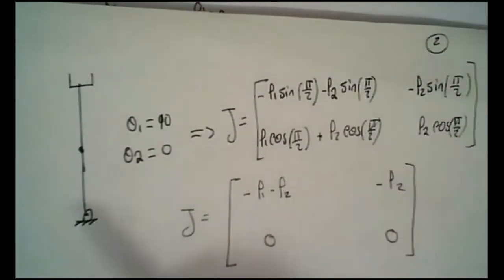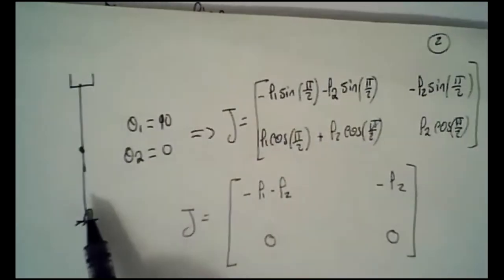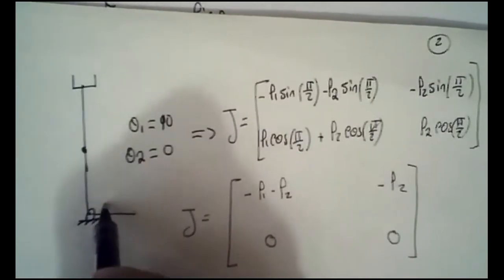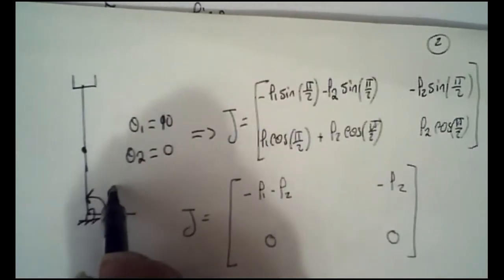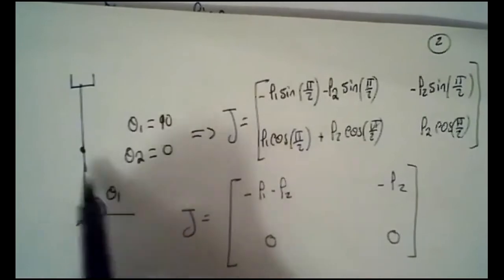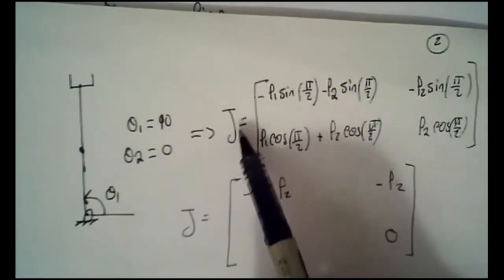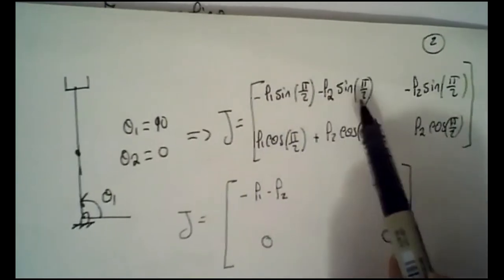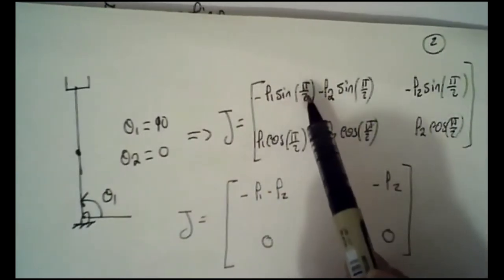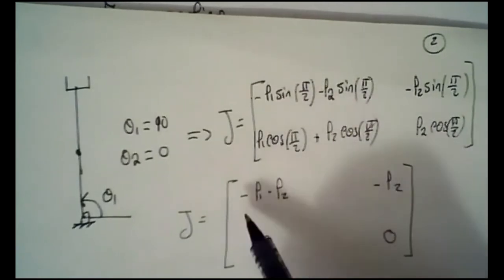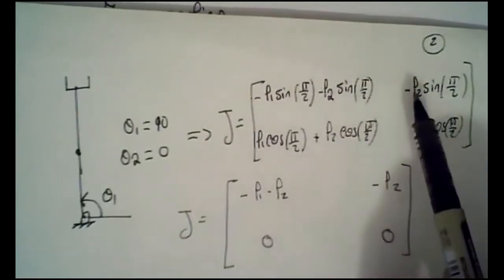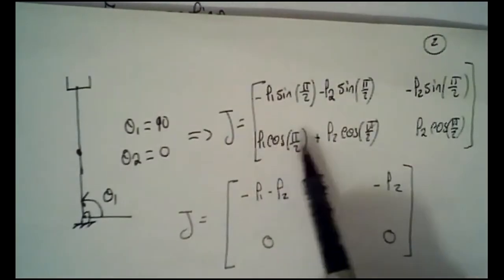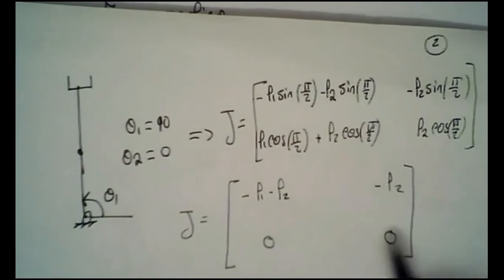Okay. Now let's look into another situation where we could have a singularity. Let's consider a situation where the robot is in a vertical position, where theta 1 is equal to 90 degrees. And this is my theta 1 right here. And my theta 2 is 0. If you recalculate the Jacobian, we know it's going to be minus L1 sine pi over 2 minus L2 sine pi over 2. So we know sine of pi over 2 is 1. So this guy will be minus L1 minus L2, and this guy will be minus L2. And here we're going to have 0 because cosine of 90 is 0. So we have a row of zeros.